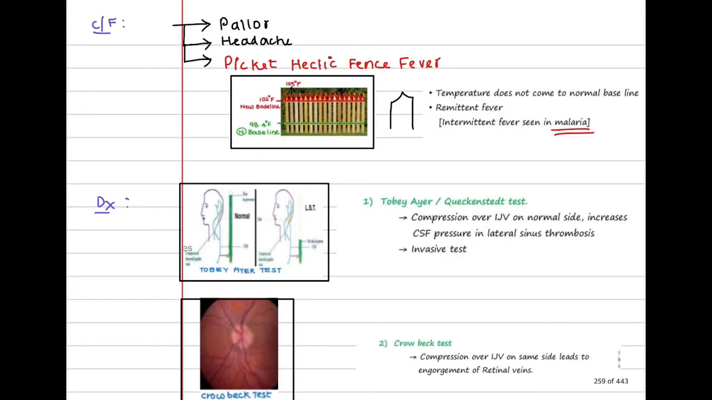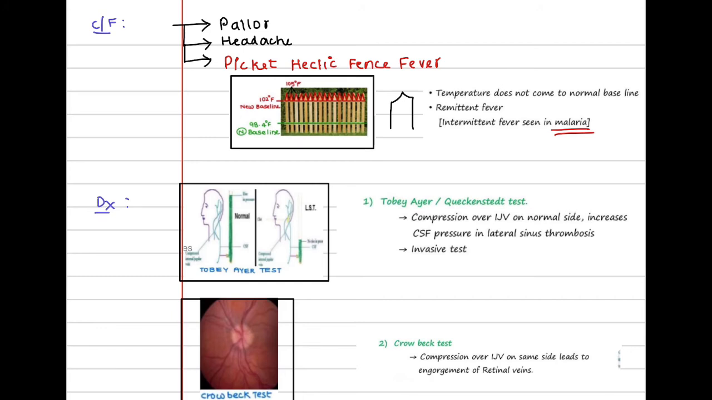Clinical features: you will have pallor, headache, and hectic picket fence fever. You can see the picket hectic fever. The normal baseline is 98.4, but during this fever the temperature will not return to 98.4; it will only be reduced to some level. This remitting fever will look like malaria, so you should be more careful.